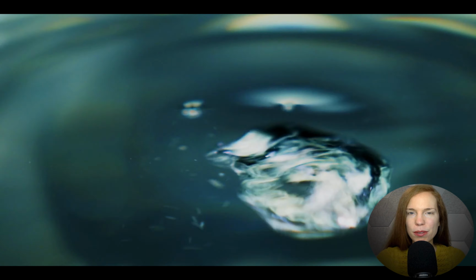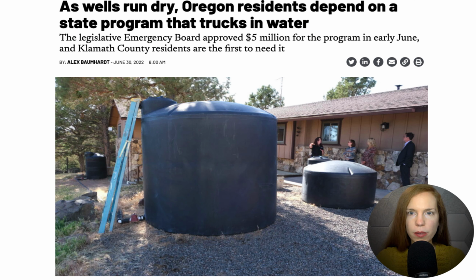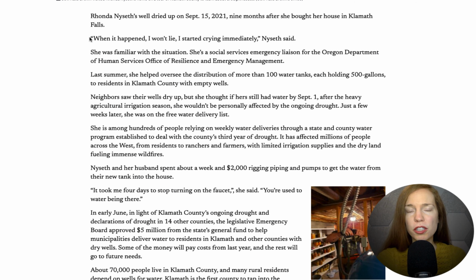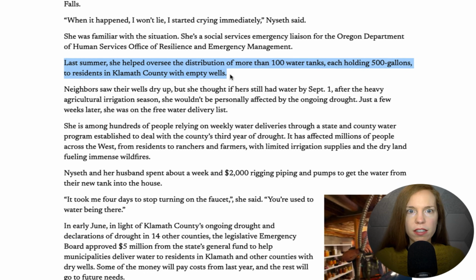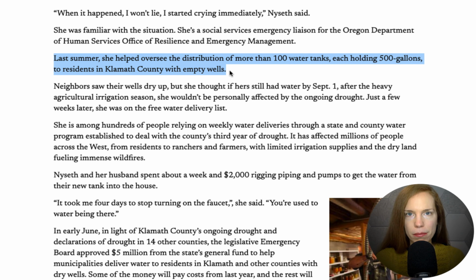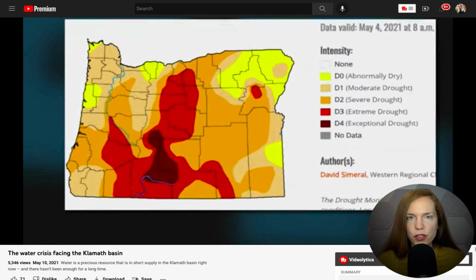And with that, let's return to Rhonda Neiseth. On September 15th, 2021, just 9 months after she bought her home, Rhonda's well ran dry. Rhonda knew exactly what this meant, for Rhonda is the Social Services Emergency Liaison for the Oregon Department of Human Services. And last summer, she oversaw the distribution of more than 100 water tanks to residents in Klamath County with empty wells. You see, Klamath County is in the midst of a two-pronged crisis.